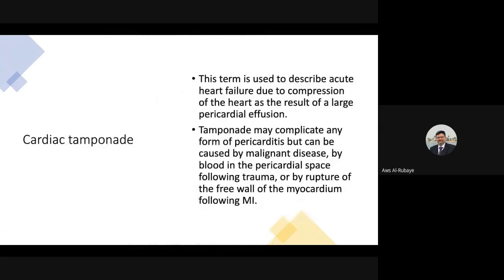Cardiac tamponade. Here the pericardial effusion causes hemodynamic consequences and acute heart failure. It is due to the compression of the heart as a result of a large pericardial effusion. It may complicate any form of pericarditis, but can be caused by malignant disease, by blood in the pericardial sac following trauma, or by rupture of the free wall of the myocardium following myocardial infarction. The rate of accumulation of fluid is very important.